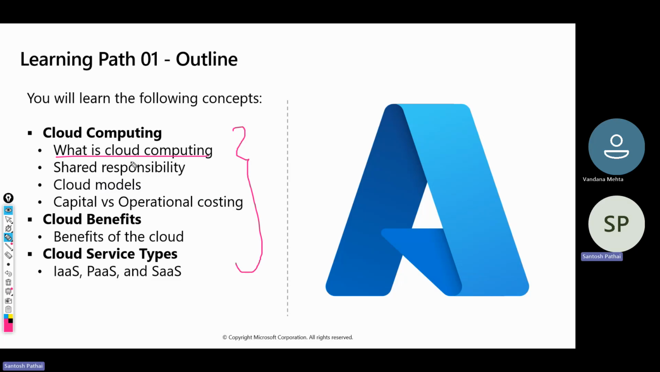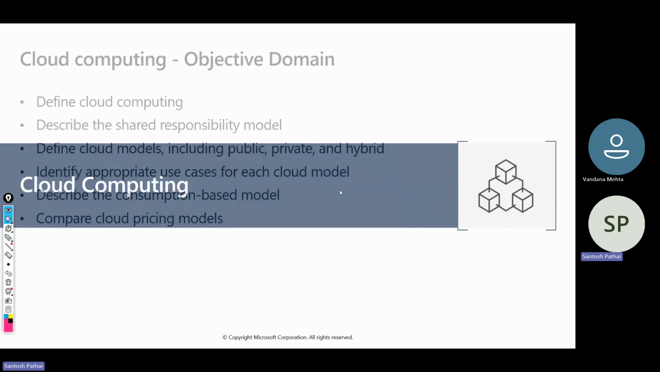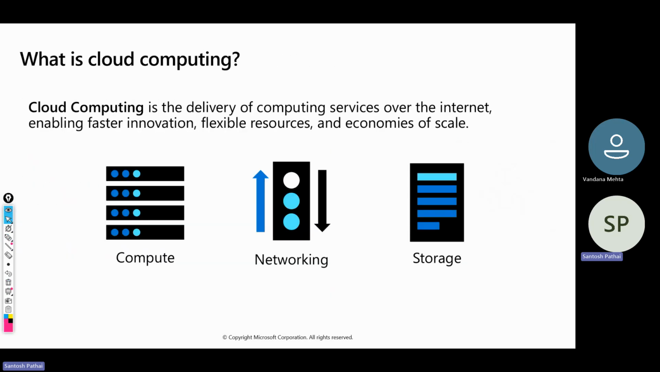Then we will be talking about shared responsibility models, cloud models, CapEx versus OpEx, and the benefits of cloud. We'll also talk about the cloud service types. So let's jump over there. Cloud computing is the delivery of computing services over the internet, which helps us enable services faster. Innovation is there, flexibility of resources is there, and economies of scale are there.